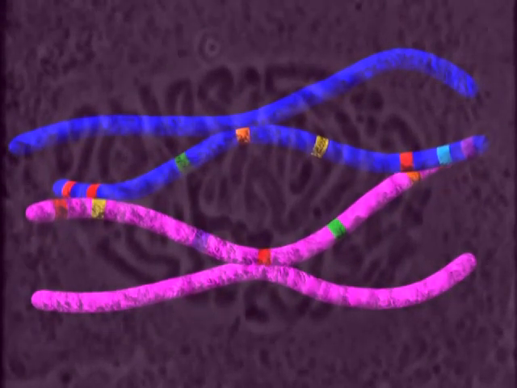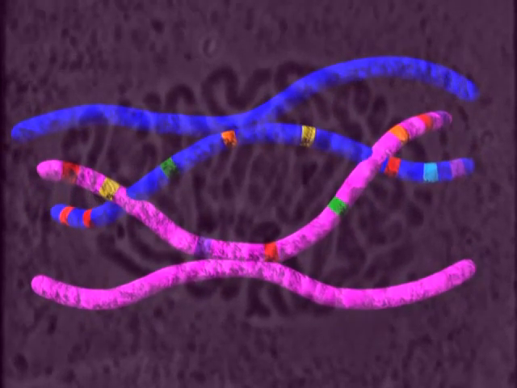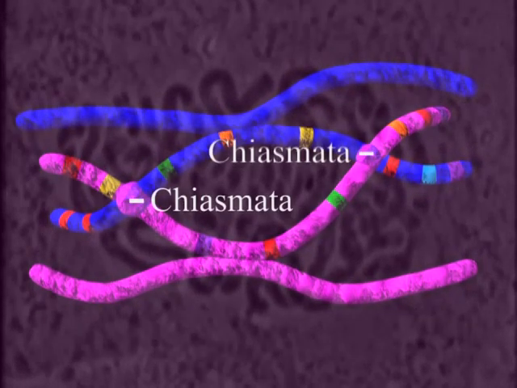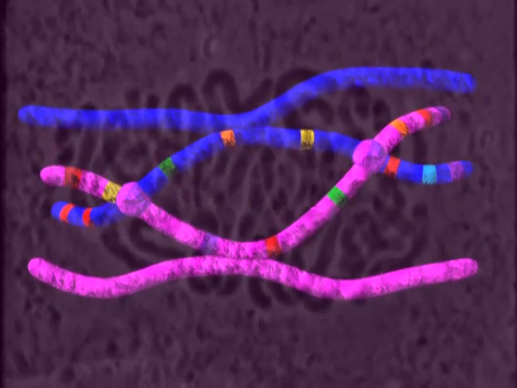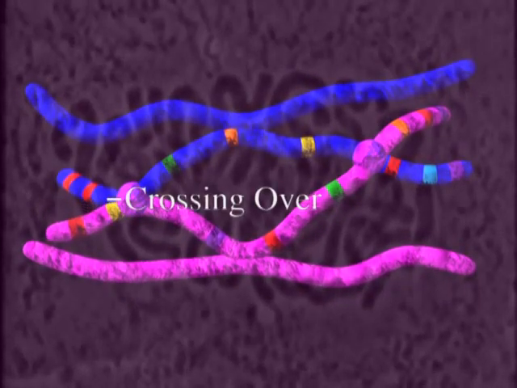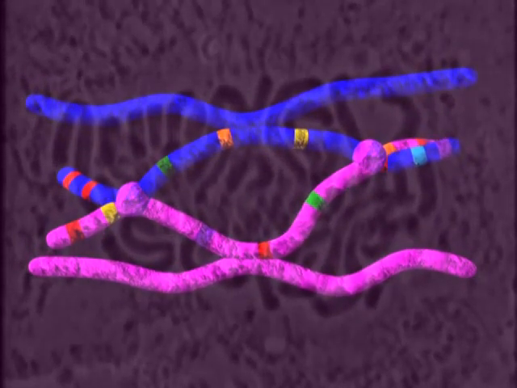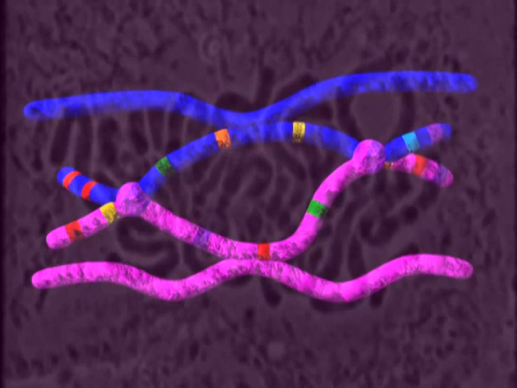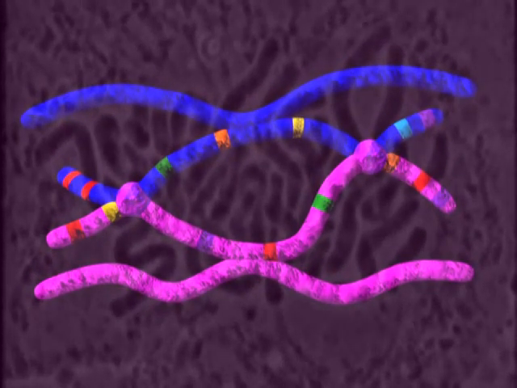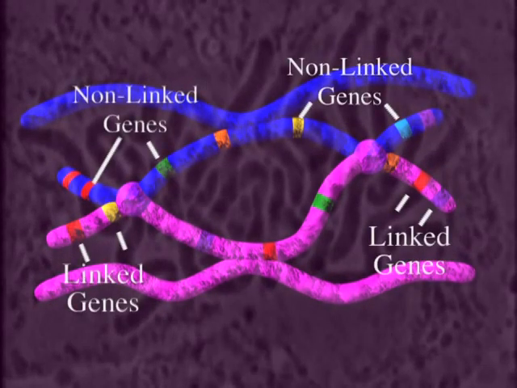During prophase 1 of meiosis, homologous chromosomes intertwine. The points at which they cross over one another form chiasmata. At chiasmata, chromosomes may exchange sections with one another in a process called crossing over. If one gene is located on one side of a chiasmata and another on the other side, after crossing over, the two genes are no longer linked. If two genes are on the same side of the chiasmata after crossover, they remain linked.